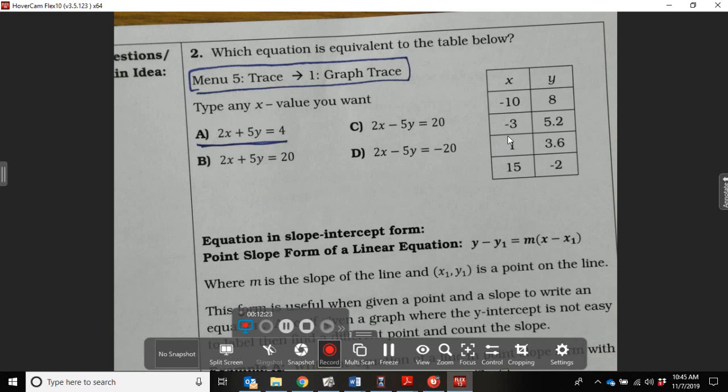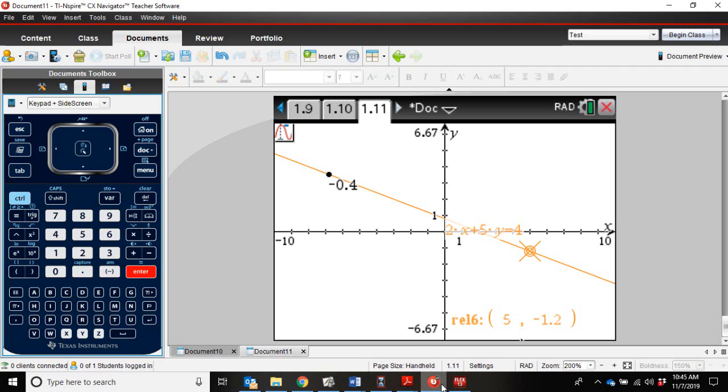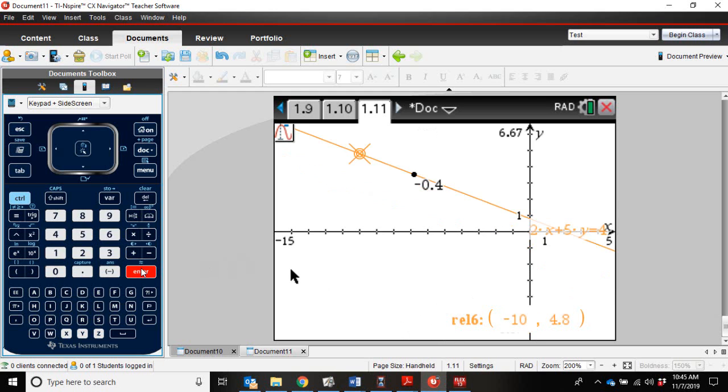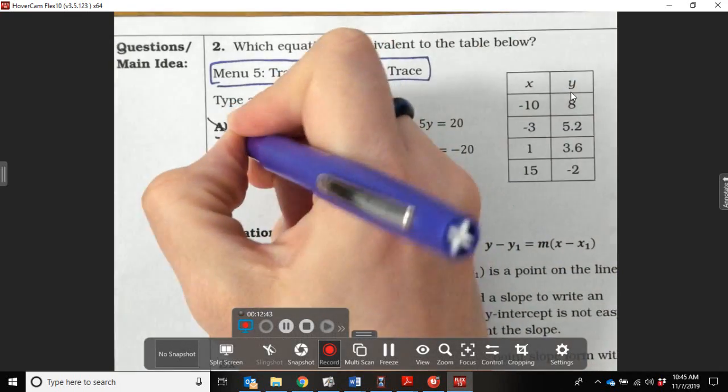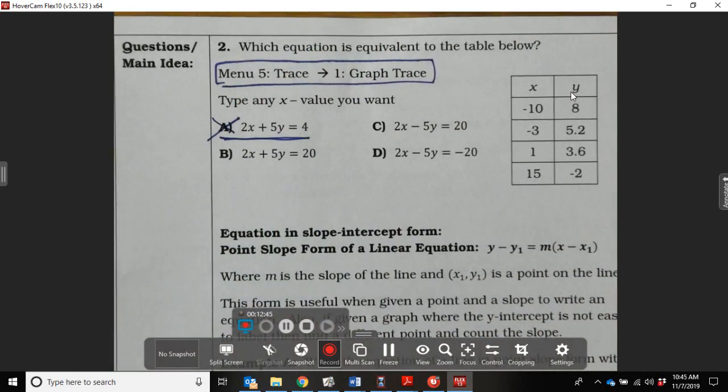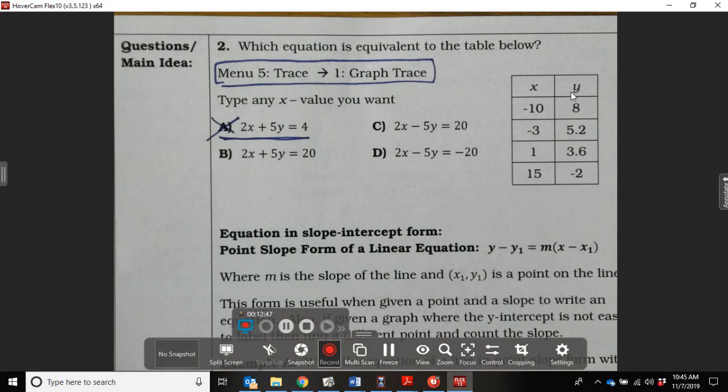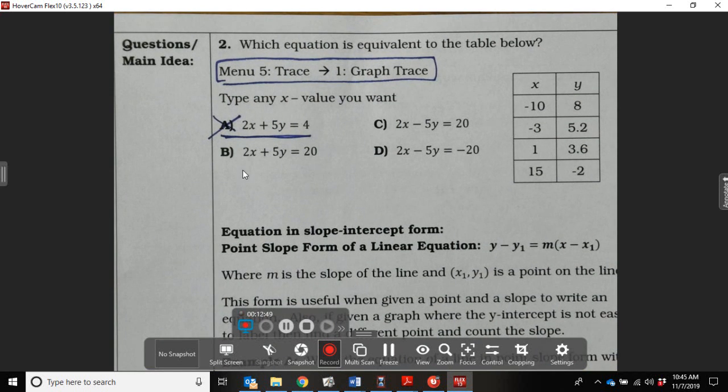So on our notes here, the first x value is negative 10. And if I go here and I type in negative 10 and press enter, it will tell me the answer is 4.8. Well, that's not what I want here. I want the answer to be 8, so that means A is not my answer. Okay. So let's go type in letter B.